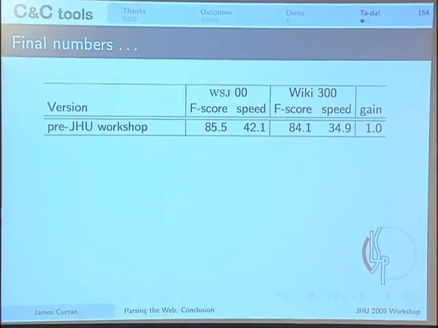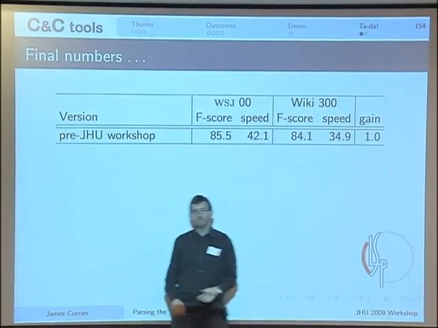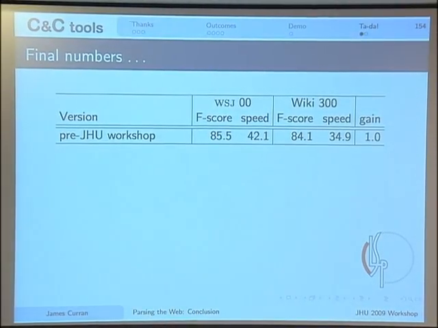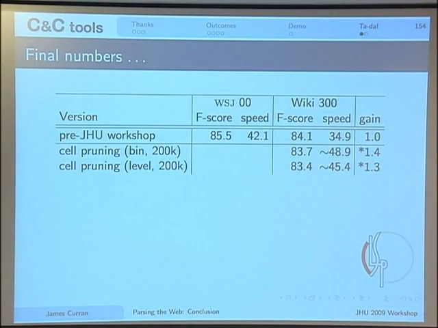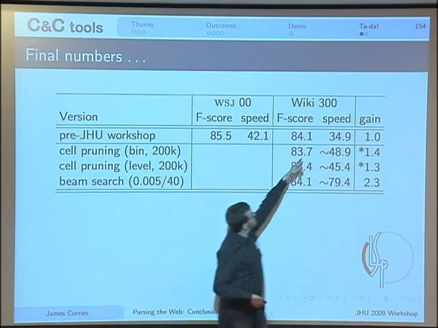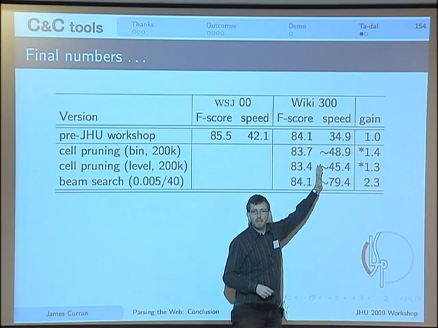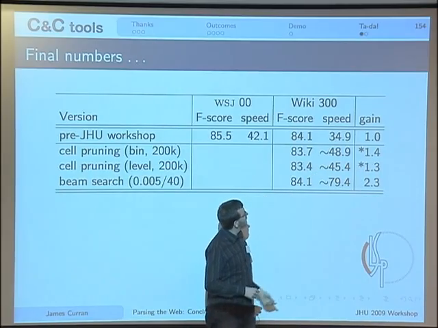So this was the pre-JHU workshop set of numbers. And remember, these Wiki 300 numbers are based on data that Steve annotated during the course of the workshop. I'm then going to report a few of the numbers for the cell pruning and also the beam search, which we haven't integrated back into the full parser yet. I've put approximates on these because these numbers weren't run on the same machine, so I've normalized so that the accuracy figures are right.